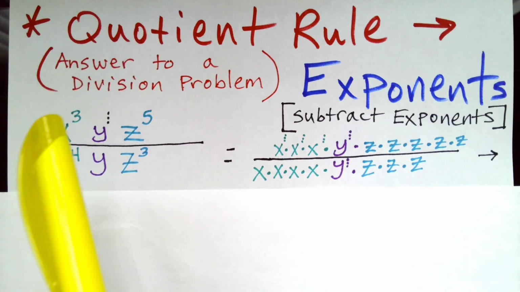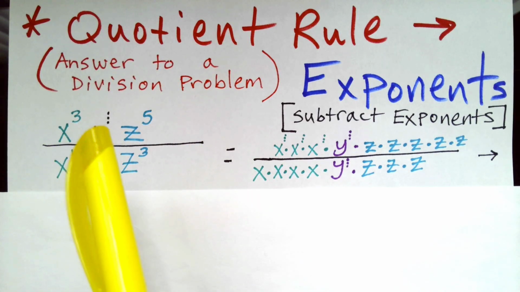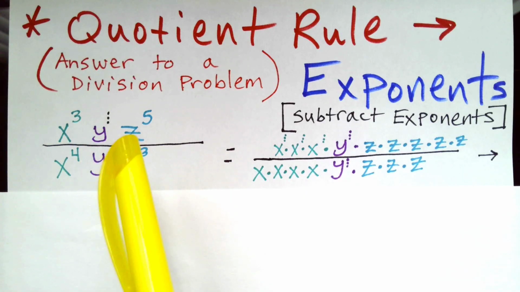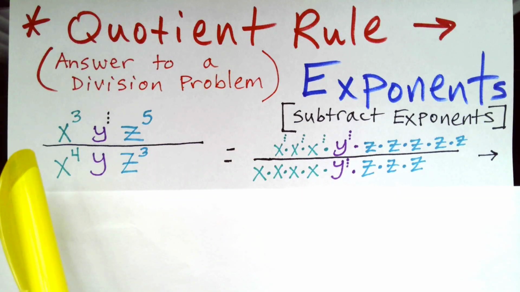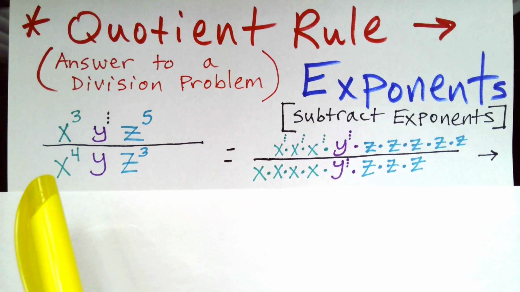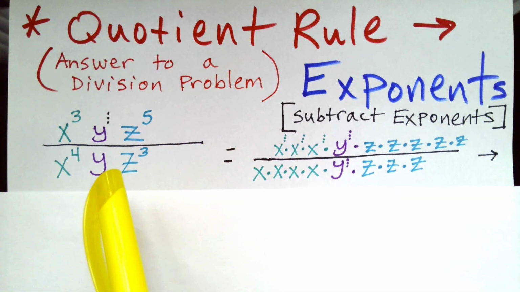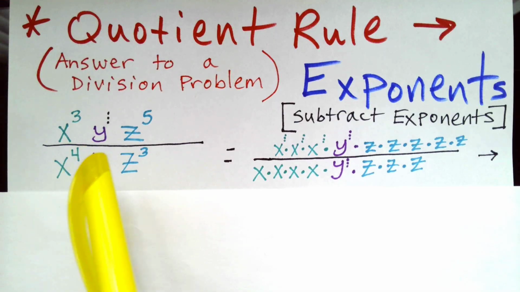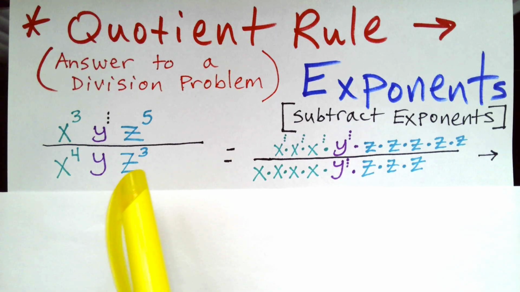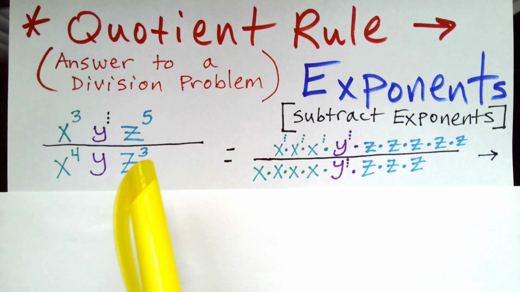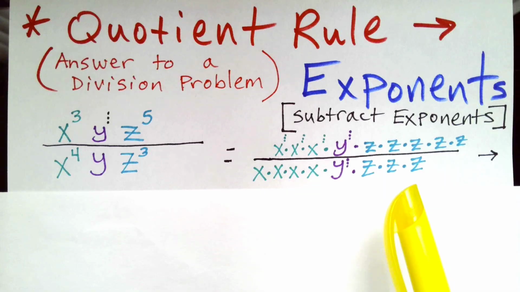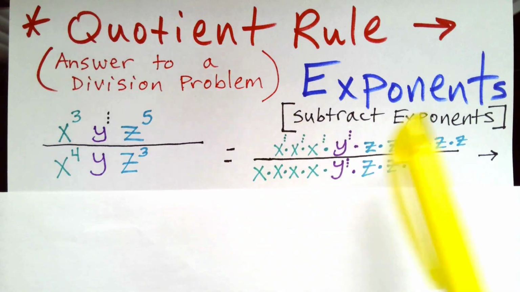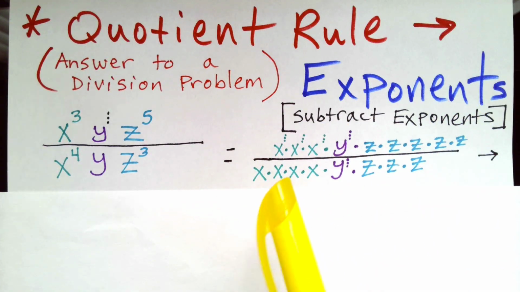Here is just an example. We have x cubed times y to the invisible 1st power times z to the 5th power, divided by, since every fraction is a division problem, x to the 4th times y to the invisible 1, I'm just not showing it here, times z to the 3rd power. The first method I'd like to show you in simplifying and using this quotient rule where we subtract exponents is to use expanded form.